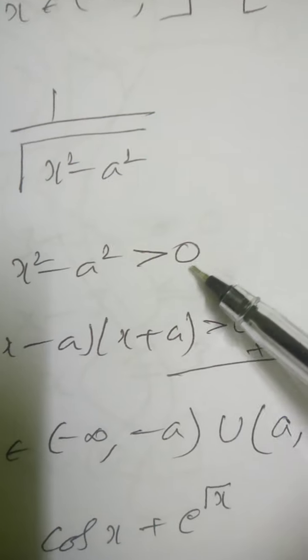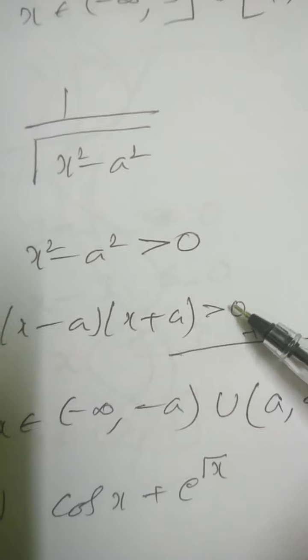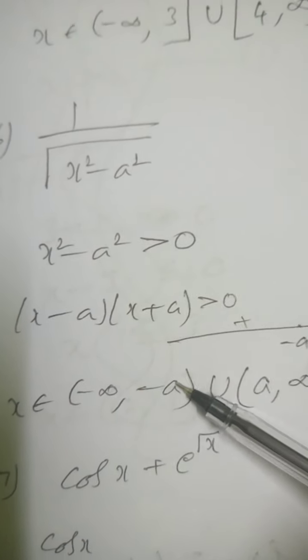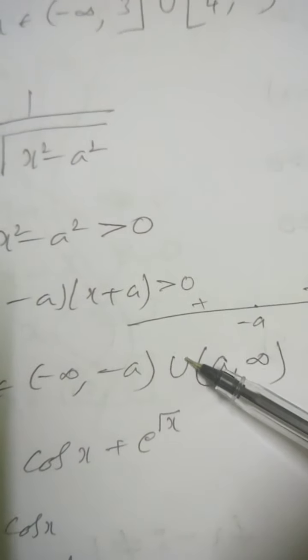Next question is 1 by under root x square minus a square. x square minus a square is greater than 0. x minus a into x plus a greater than 0. x belongs to minus infinity to minus a, union a to infinity.